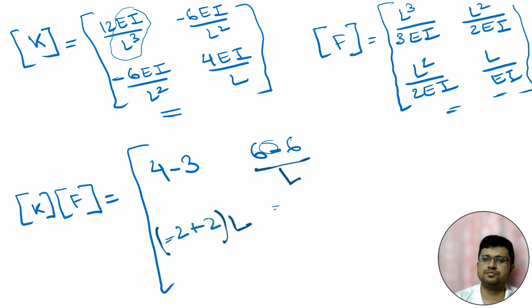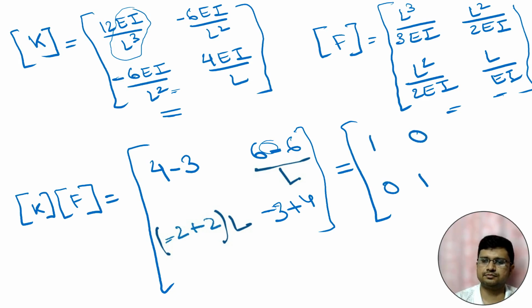The fourth term will be minus 6EI by L square into L square by 2EI, so it will be minus 3, plus 4EI by L into L by EI, so plus 4. So this matrix will be 1, 0, 0, 1. This is our identity matrix. So stiffness matrix into flexibility matrix will be equal to the identity matrix.